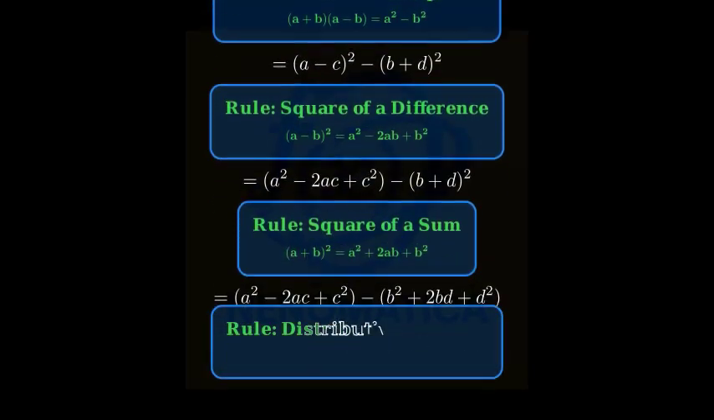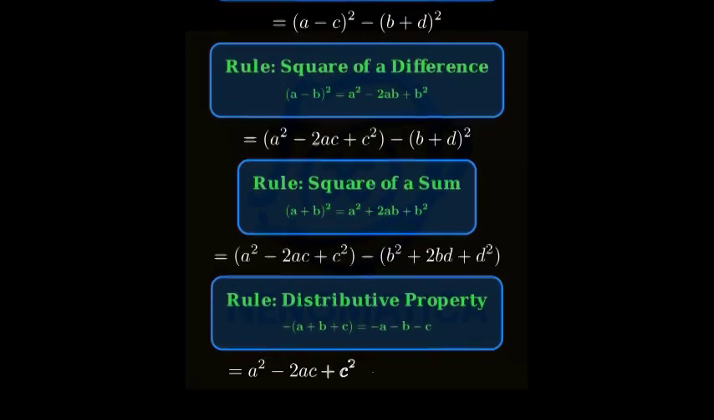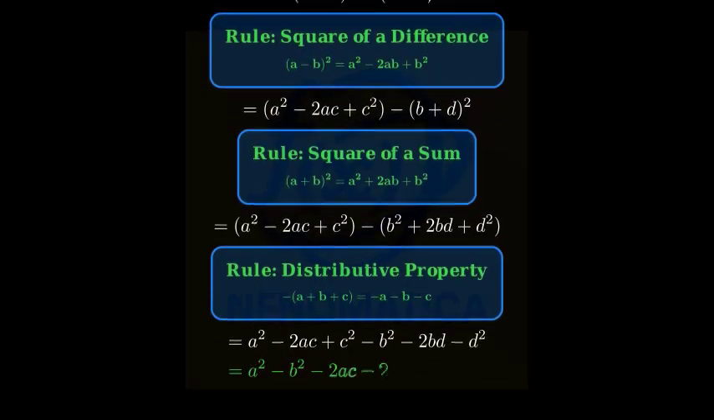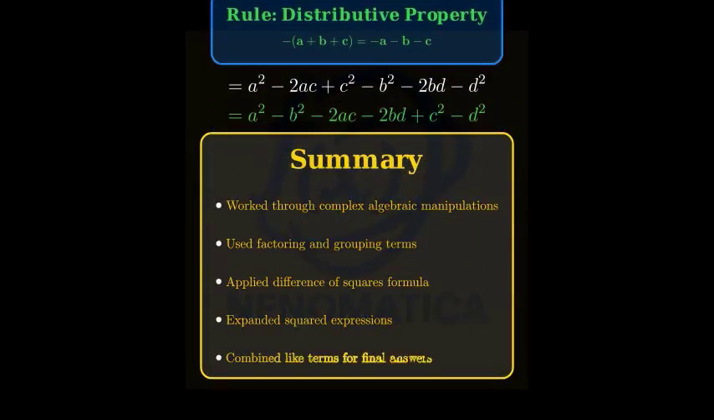Now, we'll distribute the negative sign to the second parenthesis. Our final answer is a squared minus 2ac plus c squared minus b squared minus 2bd minus d squared. We can rearrange this to get a squared minus b squared minus 2ac minus 2bd plus c squared minus d squared. In summary, we've worked through 2 different algebraic expressions step by step.